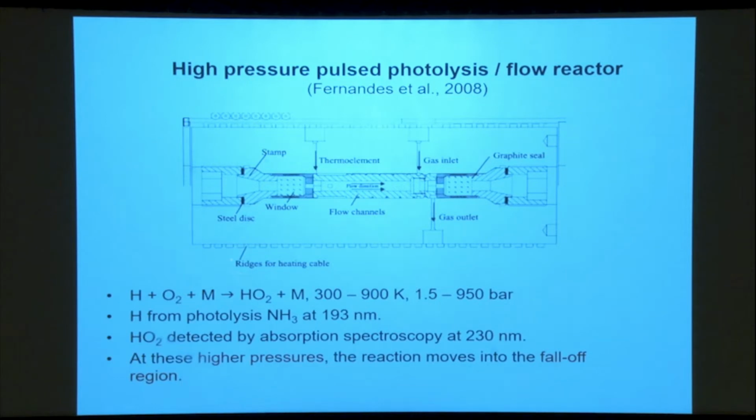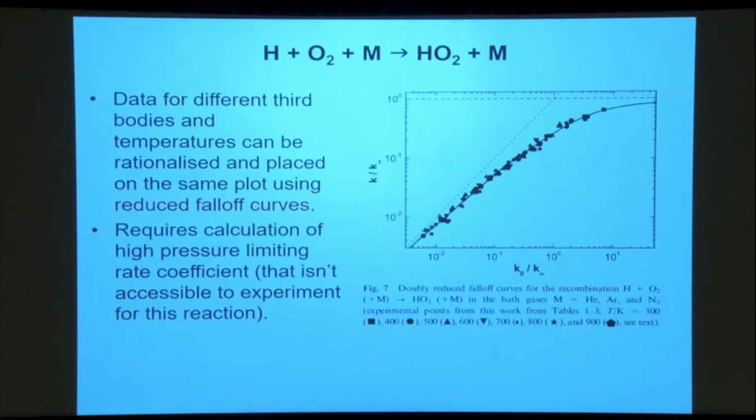Okay, so there have also been high pressure measurements of this reaction using pulse photolysis, a flow reactor. This is work by Fernandes et al. from 2008, so relatively recent. And you can see then, if we put all that data together, we can try and fit a fall-off curve. But actually, none of the experimental data quite reaches the high pressure limit for this reaction. So if we want to do this, that requires calculation of the limiting rate coefficient that we can't access experimentally.